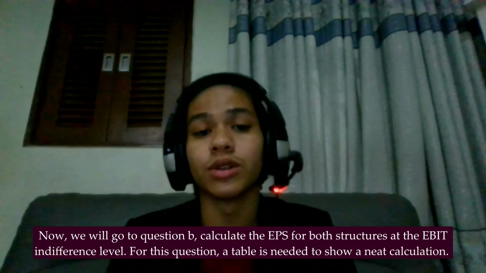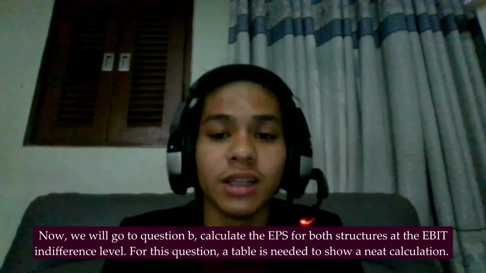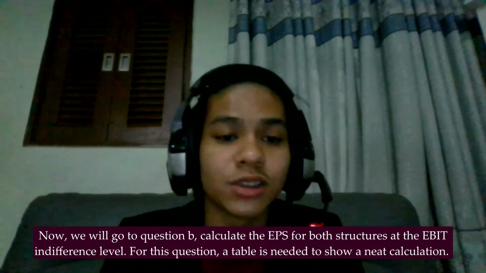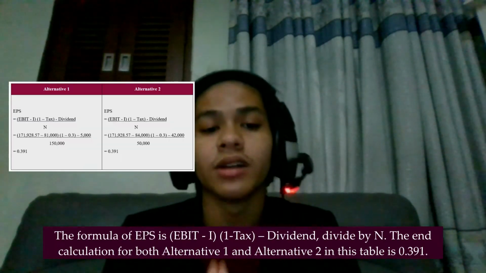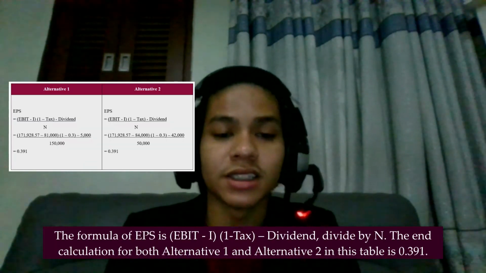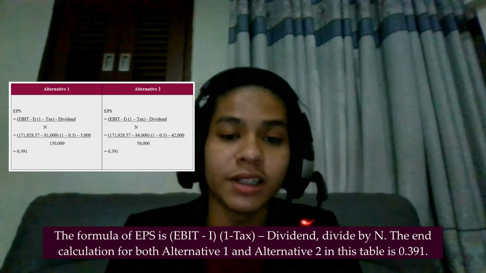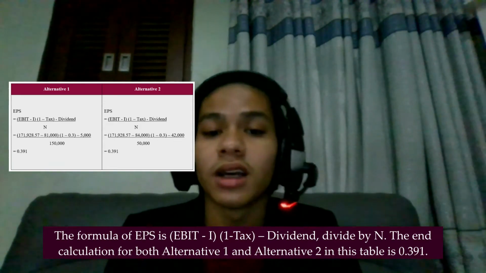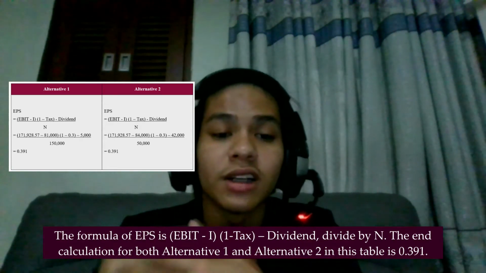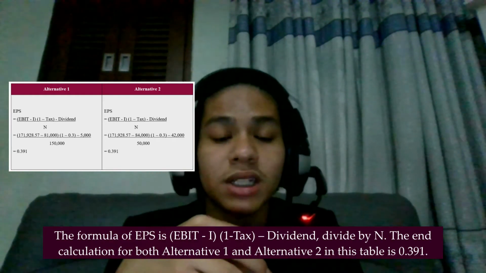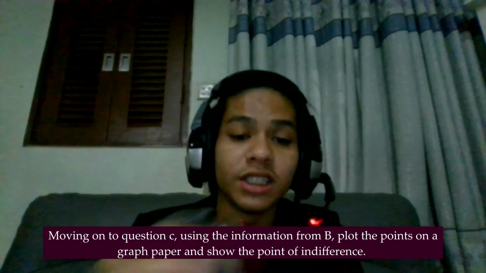Now, we will go to question B. Calculate the EPS for both structures at the EBIT indifference level. For this question, a table is needed to show a neat calculation. The formula of EPS is EBIT minus I times 1 minus tax minus dividend and then divided by N. The N calculation for both alternative 1 and alternative 2 in this table is 0.391. Moving on to question C.